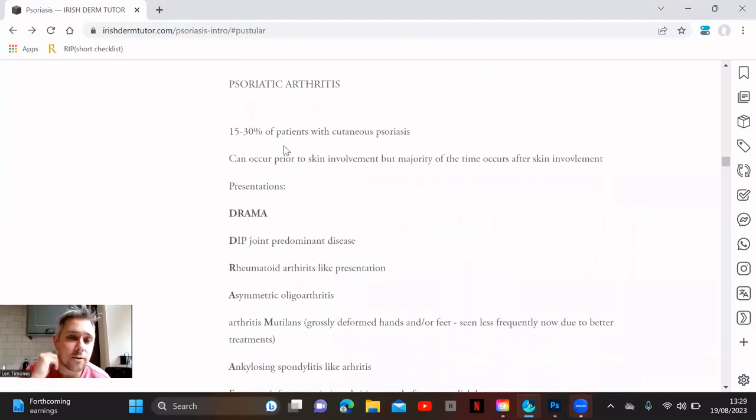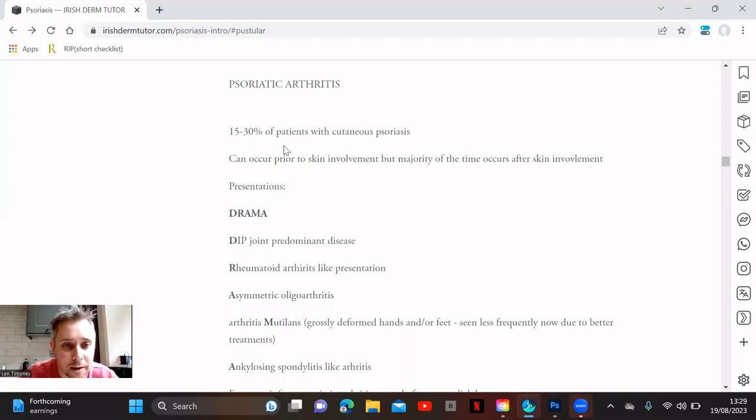So we'll move on now to psoriatic arthritis. 15 to 30% of patients with cutaneous psoriasis will get psoriatic arthritis. It can occur prior to skin involvement, but usually it occurs after skin involvement. There are different ways that the psoriatic arthritis can present, and one mnemonic I sometimes think of is DRAMA, and that's the various ways it may present.